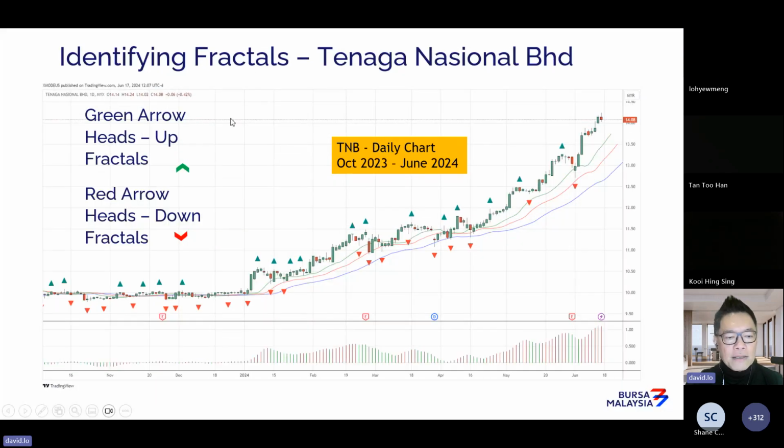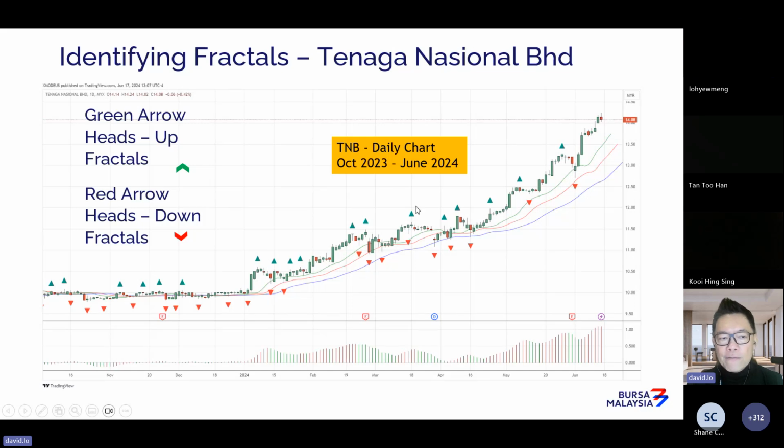Another one. This is from the last quarter of 2023 to June of 2024, and you can see a very nice and well-defined uptrend. If you connect all these dots, it will be the wave.